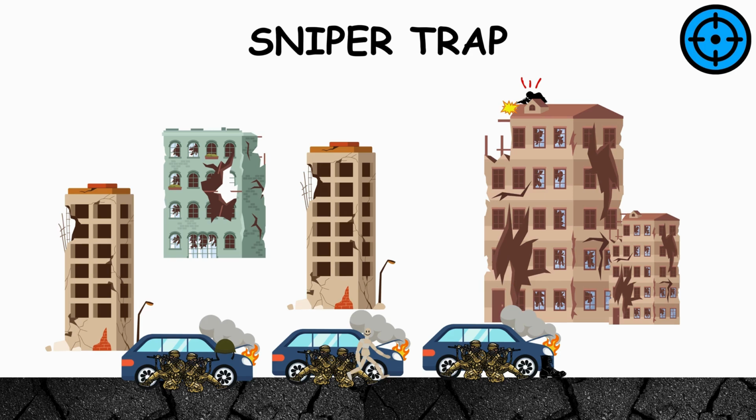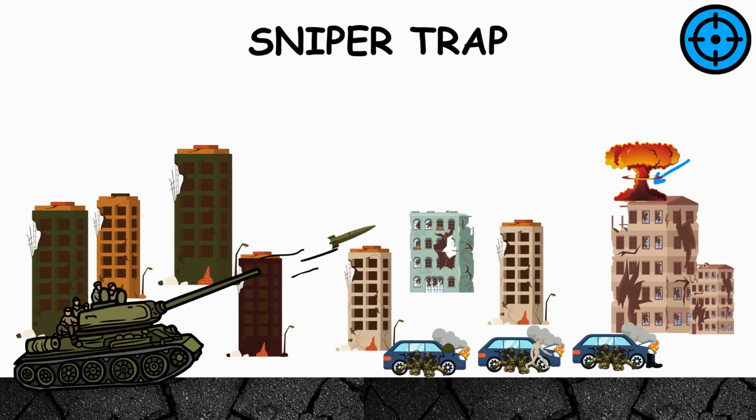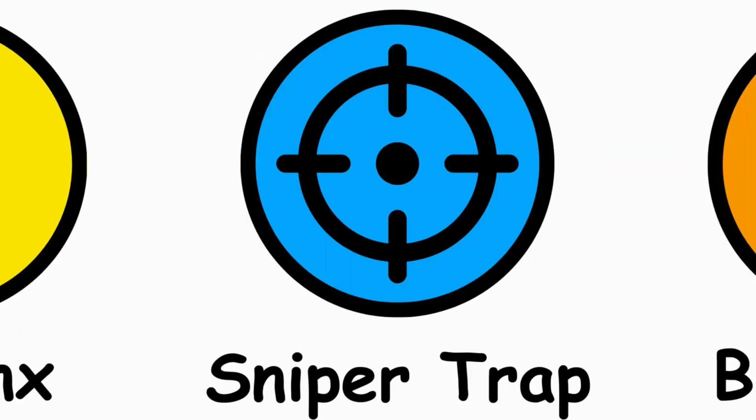The location of the trapped sniper is determined by acoustic direction finding device or by eye. The enemy sniper's position is destroyed by long-range artillery tanks or Air Force planes using pinpoint strikes. The enemy sniper is neutralized.